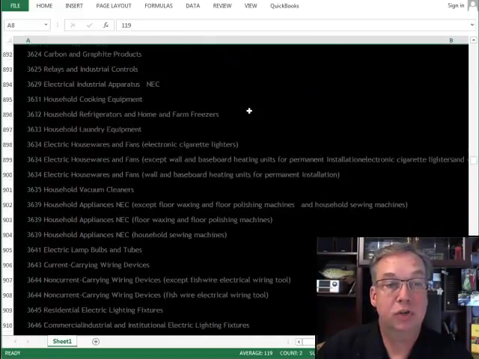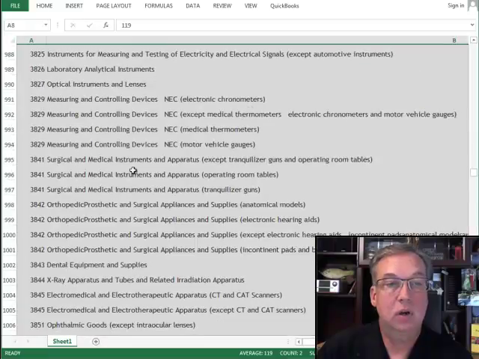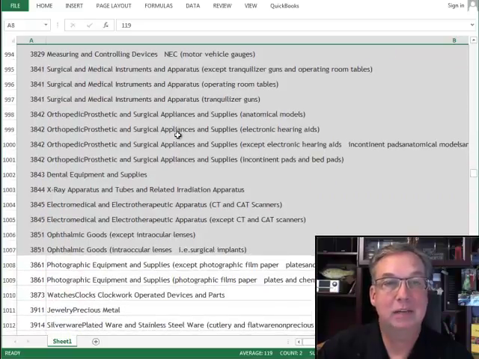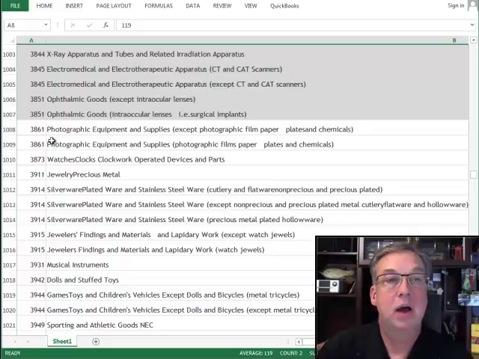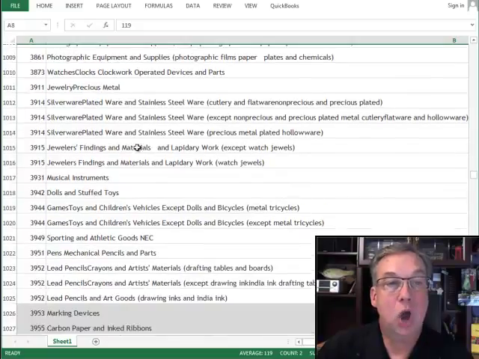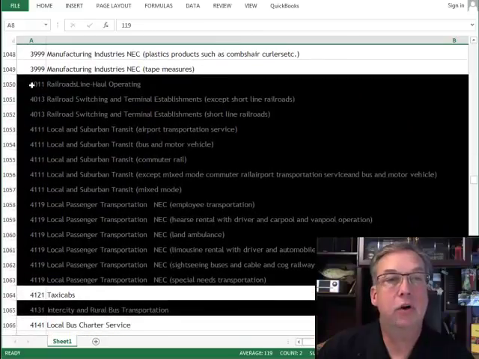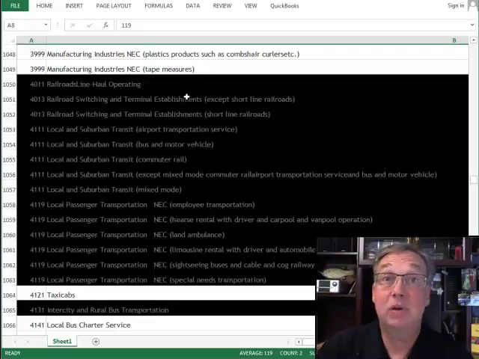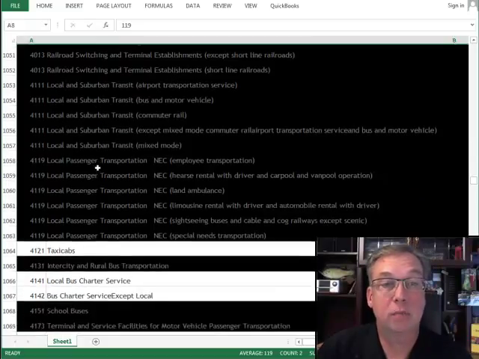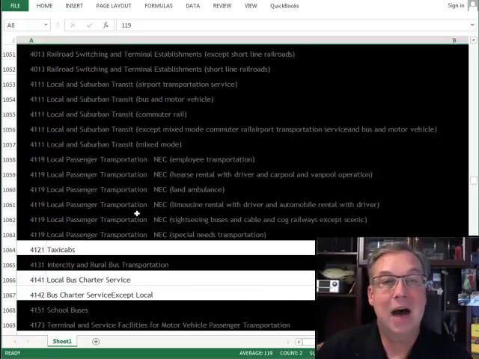Here's some more industrial stuff that we're not going to market to right now. You know, orthopedic prosthetics and measuring and controlling devices, x-ray apparatus, not markets that we're selling to right now. And then you get into some that we are. Okay, so I don't need to beat this to death. Oh, here, look, railroad lines, railroad switching terminals, not typically our customer, right? When was the last time you sold to the railroad? Well, look, if you got a business you're selling to the railroad, that's your customer. But for most of us, that's not it.